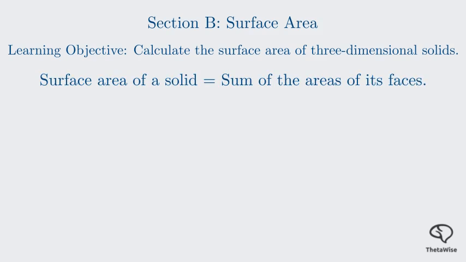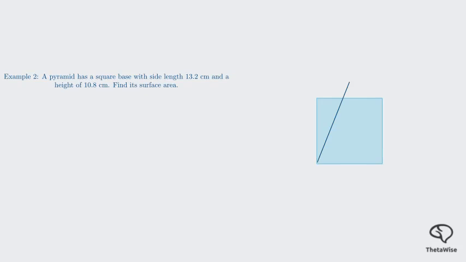A helpful way to visualize this is to imagine the solid's net. A net is a two-dimensional pattern you can cut and fold to form the solid. For any prism or pyramid, finding the total area of its net will give you the total surface area of the solid. Let's apply this to a square-based pyramid, as shown in example 2. We have a square-based pyramid with a base side length of 13.2 centimeters and a vertical height of 10.8 centimeters. Our task is to find its total surface area.